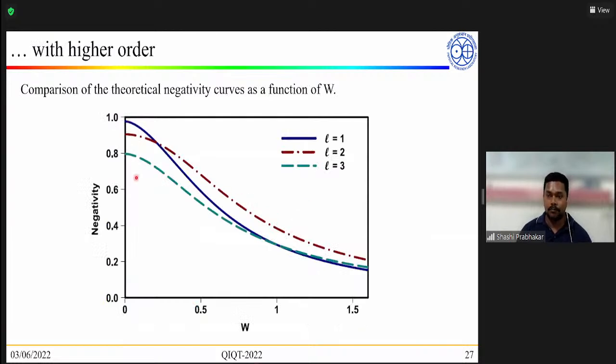If you have low turbulence strength, lower order modes are preferable because they have less turbulence effect. But as you go to higher turbulence strength, the higher order modes are going to give you better entanglement. This is one of the results that was very interesting, because one could say that higher order modes are more affected, but that is not the case here. I will show you a condition where this will be very useful.